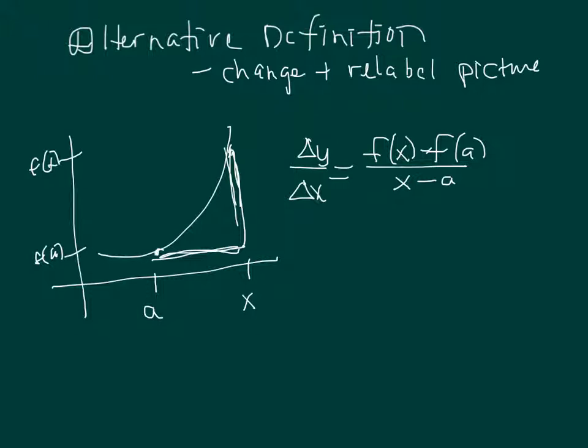And in this case, we need to think about the definition. So what are we going to let our limit be? Well, the limit is going to be that we want x to approach a, because we want that x and a to get closer and closer. So that's going to be the limit as x approaches a of f of x minus f at a over x minus a.